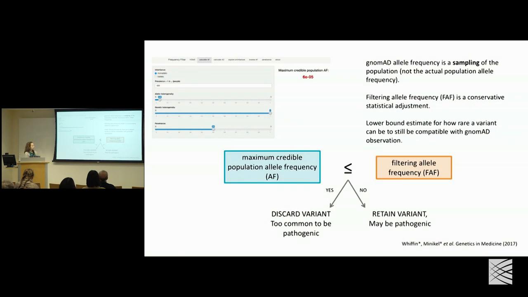And then you're going to compare that to a filtering allele frequency, which is a little bit different than just the allele frequencies in gnomAD.